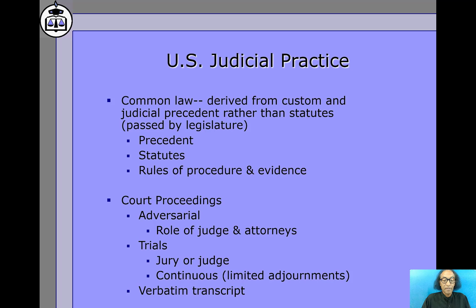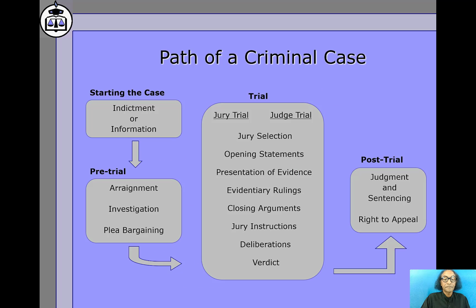We talked a little bit about the adversarial system and adversarial court proceedings. Let's look at the path of a criminal case. It usually starts with an indictment or information. In other words, there's an accusation made against the individual, and that individual is served with the indictment, usually by a grand jury or a complaint from the U.S. Attorney's Office.